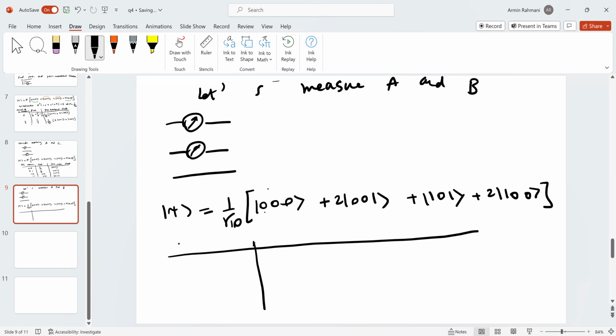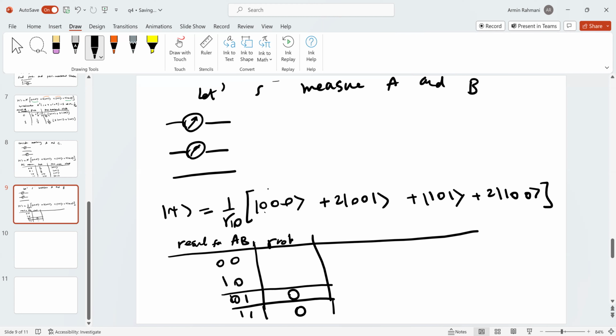So let's say the result for AB. So it can be 0, 0 or 1, 0. So that means if I want to worry about the other possibilities like 0, 1, and 1, 1, they have a probability 0. So there's no states that we can talk about if the probability is 0.